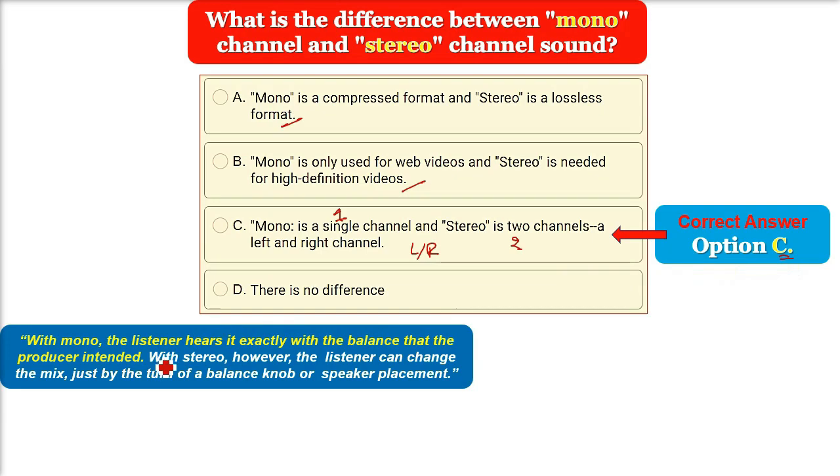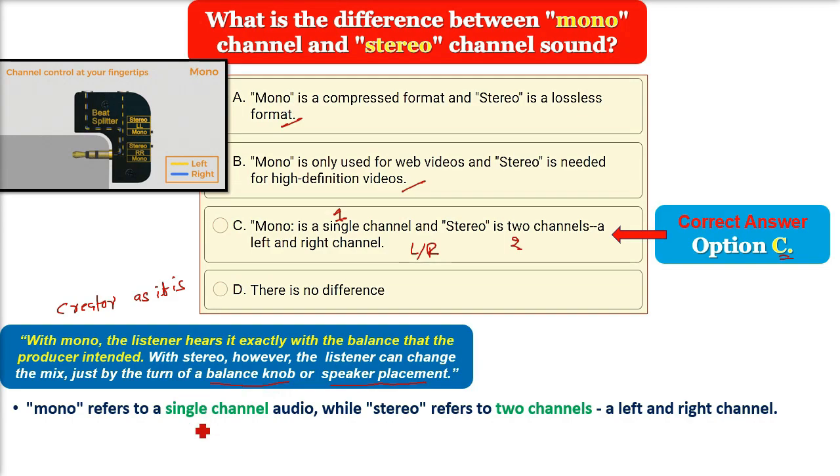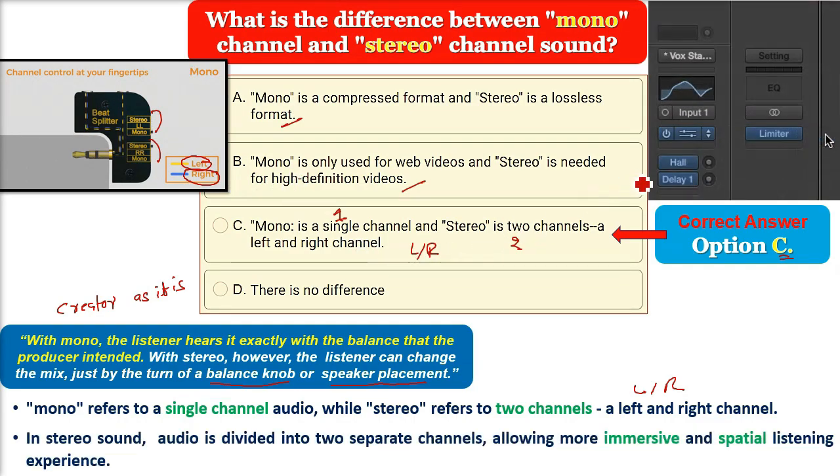With mono, the listener hears it exactly with the balance that the producer or the content creator has intended. But with stereo, the listener can change the mix. How? Just by turn of a balance knob or speaker placement. So mono refers to a single channel audio, while stereo refers to two channels, a left and right channel. So this means that in stereo sound, the audio is divided in two separate channels, allowing for a more immersive and spatial listening experience.